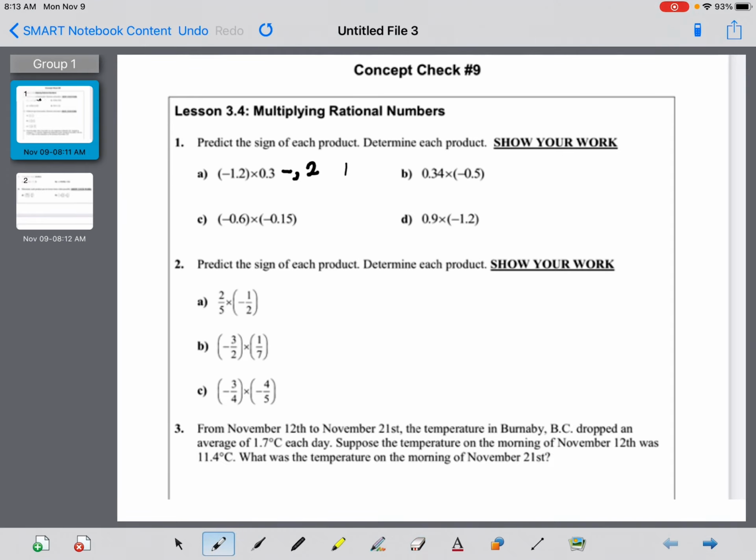So predict that's going to be negative, 2 decimal places, and I just multiply 12 times 3, with a negative. So that's what I'm looking for there. Sorry, not 3.6. Negative 0.36. Okay, for B, I'm predicting it to be negative with 3 decimal places, so it's 34 times 5. Okay, so then I put that there, and that's negative.